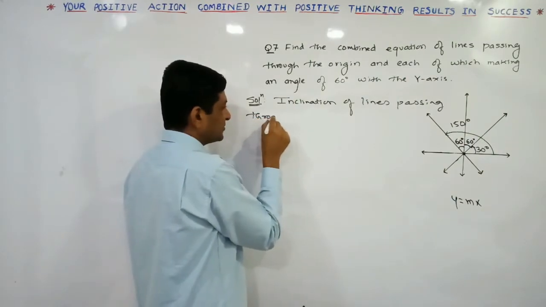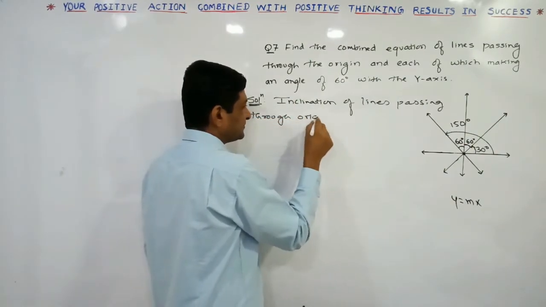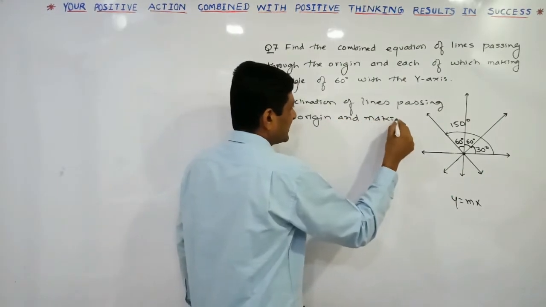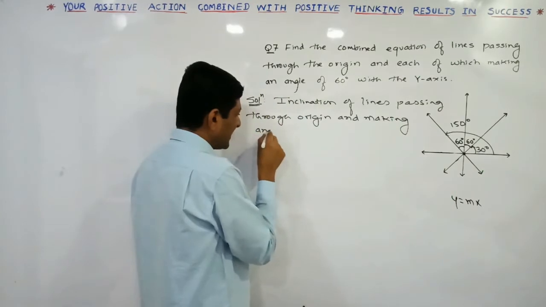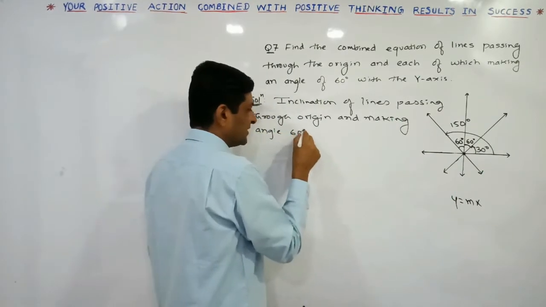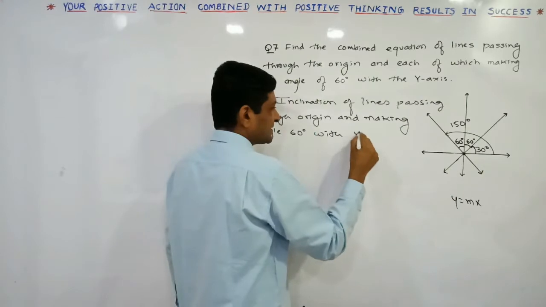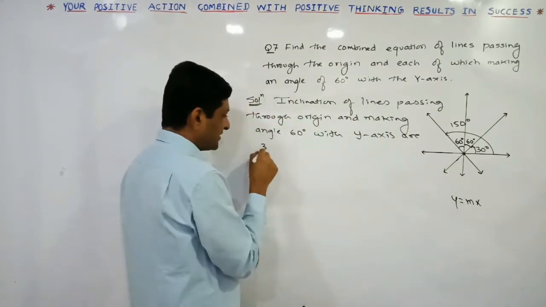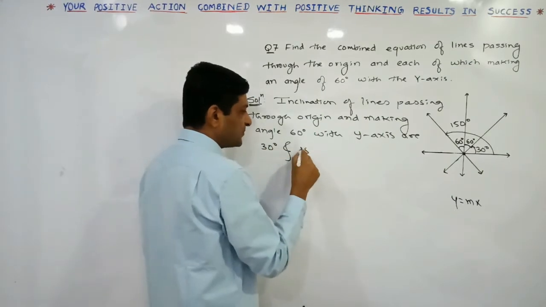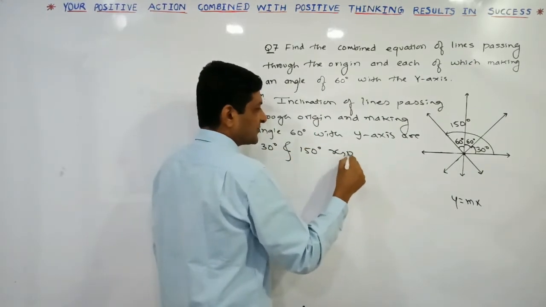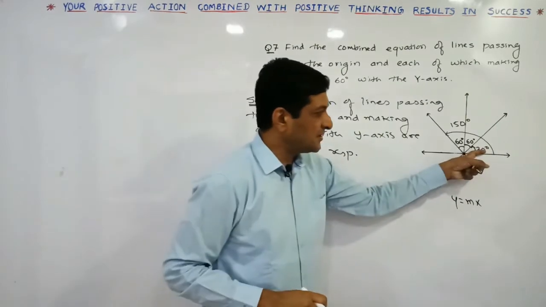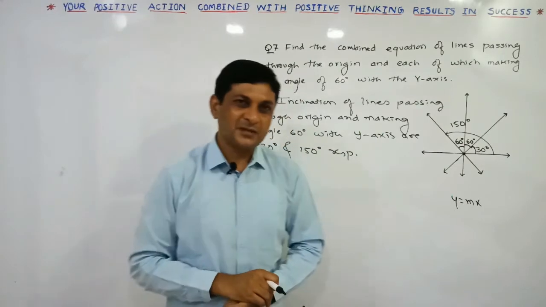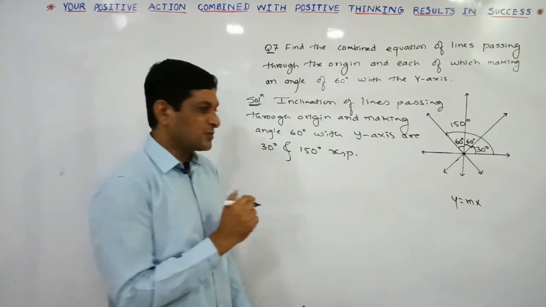Passing through origin and making angle 60 degree with y-axis are what? 30 degree and 150 degrees respectively. So we can observe that this inclination is 30 degree and inclination of second line is what? 150 degree. Once the inclinations are known to us, let us try to find out slope of line.